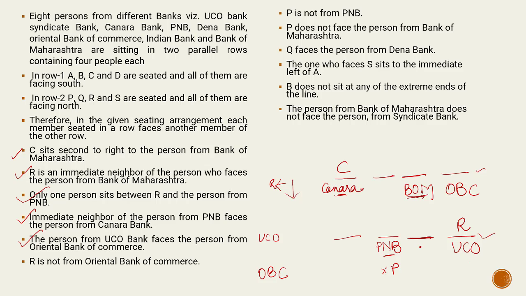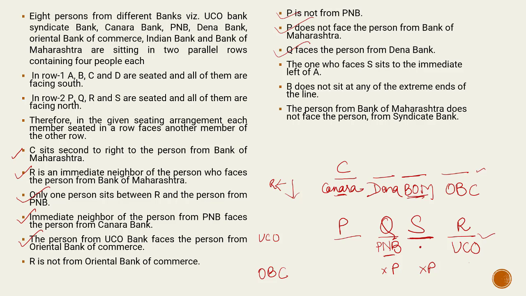P is not from PNB, so P cannot come here. P does not face the person from Bank of Maharashtra, so P also cannot come here. The only place left for P is this place. Q faces the person from Dena Bank. So Q is in the second row, and there's only one place vacant in row 1 where no bank has been allotted. So here we should have the person from Dena Bank, and here we should have Q. So this position goes to S.